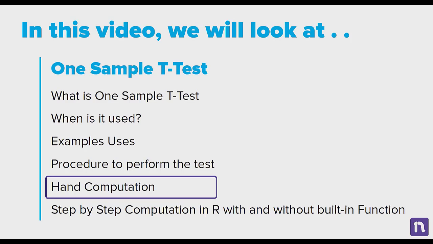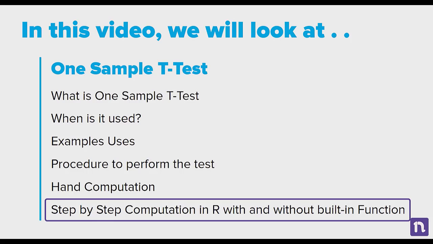And finally, the same hand computation, instead of doing it mathematically by hand, we will do it step by step in the R programming language with and without using the built-in t-test function. So the results that we will produce will exactly match with the results of the t-test function that you can use directly to perform the t-test.